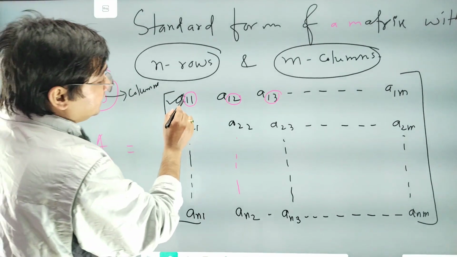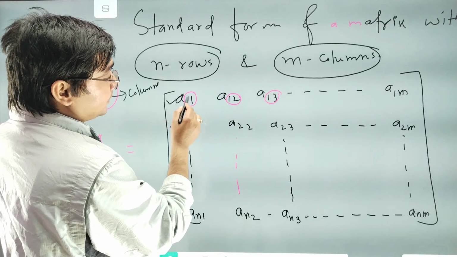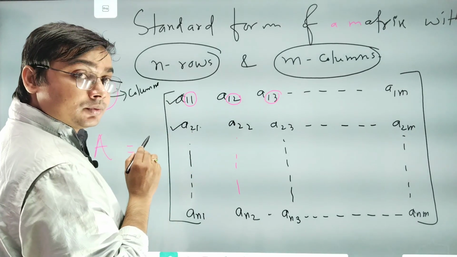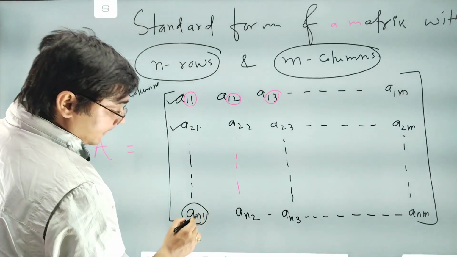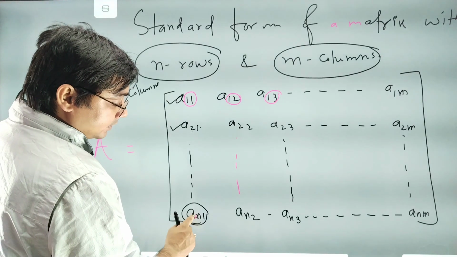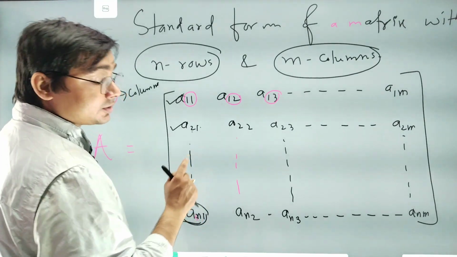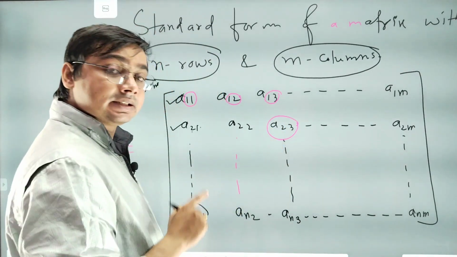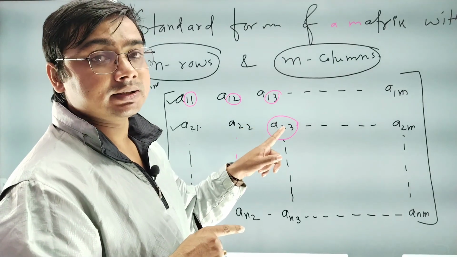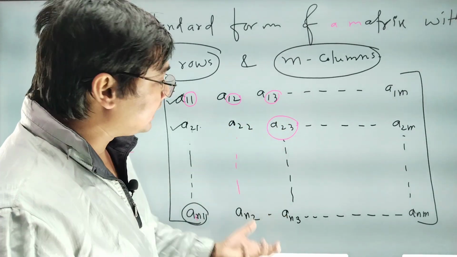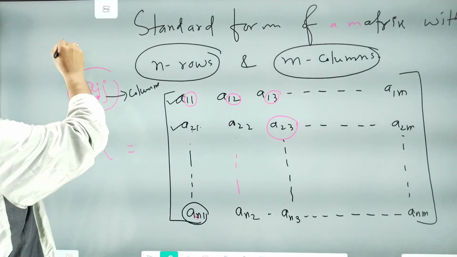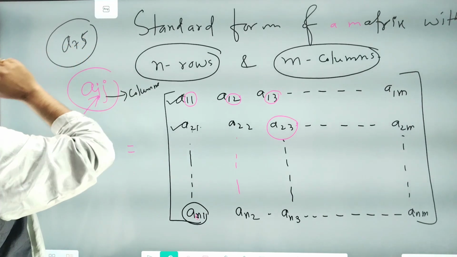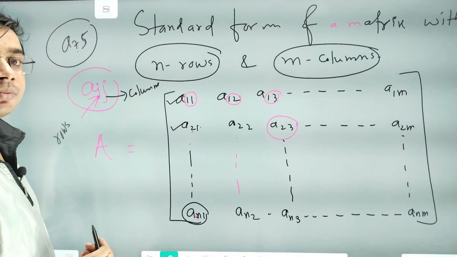So here you see a11, that means this element belongs to the first row and first column. Here you see second row but first column. And if it is an1, this element belongs to the nth row and first column. This one, a23, means this element is in the second row but third column. For any element, suppose a75, that means this element is in the 7th row and 5th column.